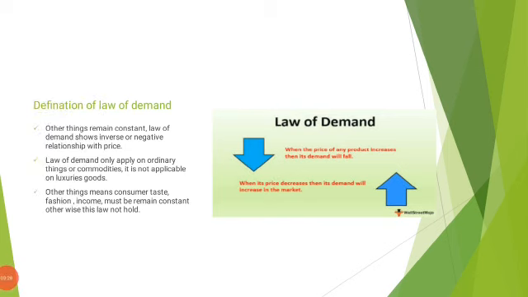Now we have the law of demand. The law of demand states that, other things remaining constant, there is a negative relationship between price and quantity demanded. It is always downward sloping. The law of demand applies on ordinary things or commodities. It is not applicable on luxury goods. Other things means consumer taste, fashion, income must remain constant, otherwise this law will not hold.